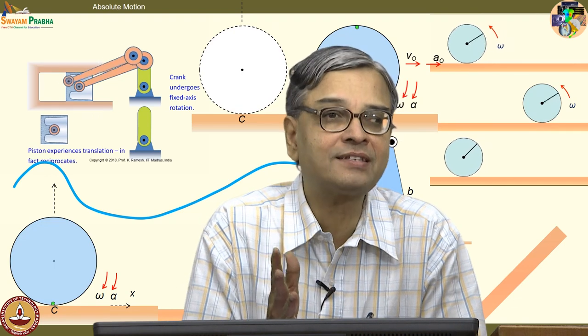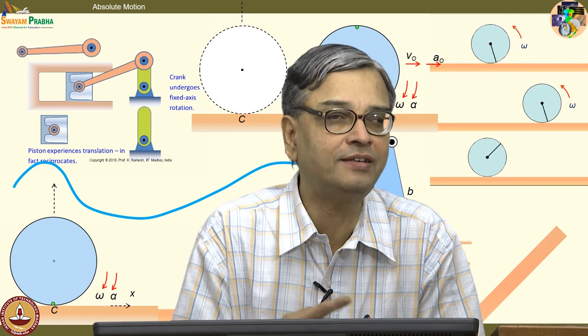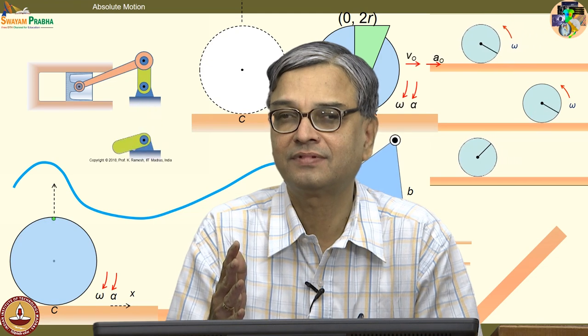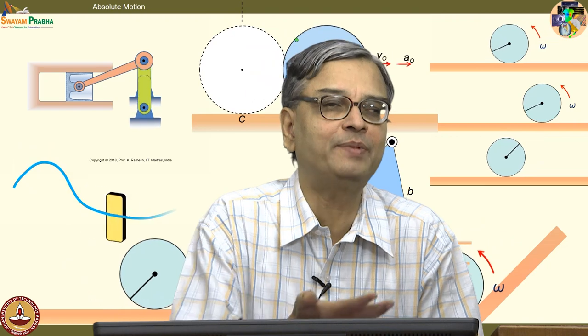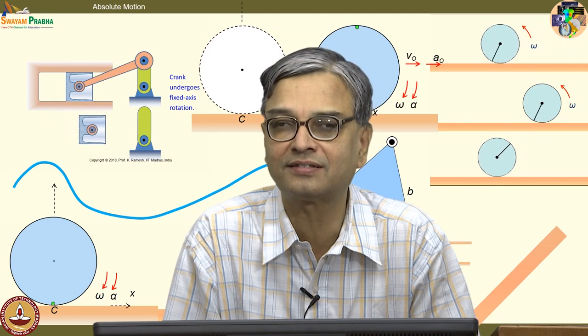Is it same as rotating about its axis? Is it same as fixed axis rotation? Or it has some connection with fixed axis rotation? You understand the question? You see a wheel rolls, everybody sees. You come to the class using a bicycle, the bicycle wheel rolls and then comes. That is why you are able to come to the class.